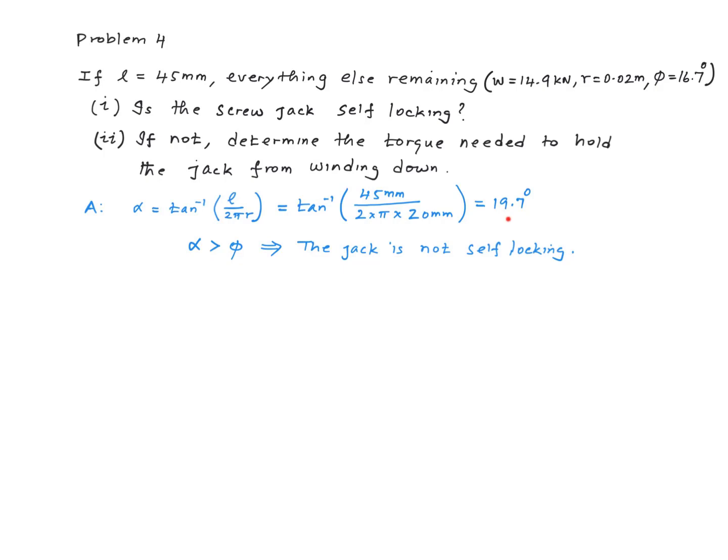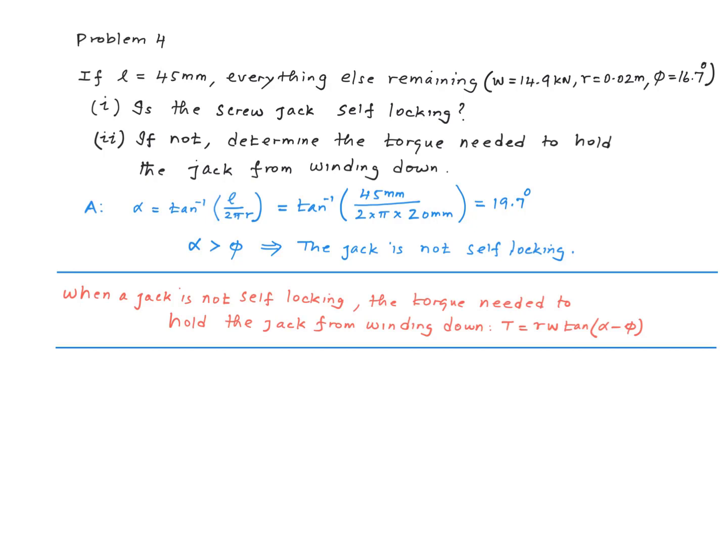Since alpha, which is 19.7 degrees, is greater than phi, which is 16.7 degrees, the jack is no longer self-locking. From the theory video, we found out that when the jack is not self-locking, the torque needed to hold the jack from winding down is this: T equals Rw times tan(alpha minus phi). Using this equation, I get a value of 15.6 Newton meter for T, the torque. So this is the torque that needs to be applied in order to keep this screw from winding down on its own.